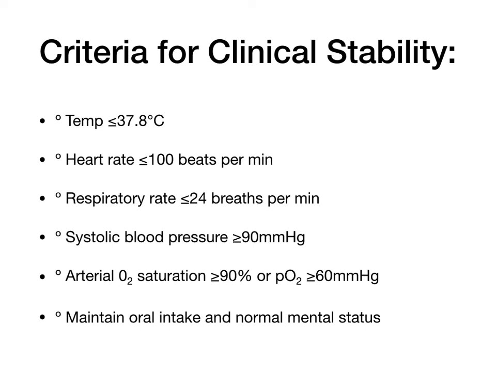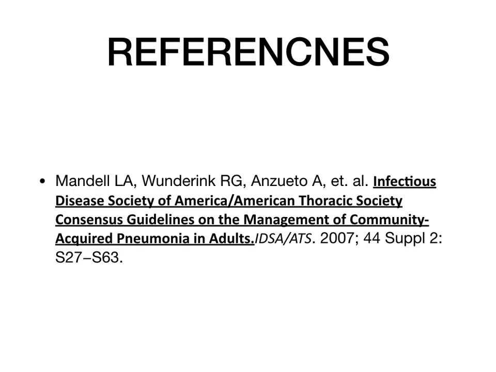Clinical criteria for clinical stability in community-acquired pneumonia are temperature less than 37.8 degrees, heart rate less than 100 beats per minute, respiratory rate less than 24 breaths per minute, systolic blood pressure more than 90 millimeters of mercury, arterial oxygen saturation more than 90 percent or PO2 more than 60 millimeters of mercury, and the ability to maintain oral intake and normal mental status. These guidelines are based on the Infectious Diseases Society of America and American Thoracic Society consensus guidelines on the management of community-acquired pneumonia.